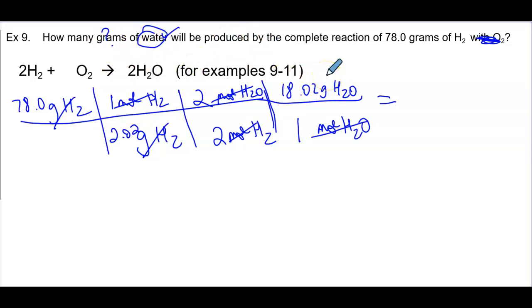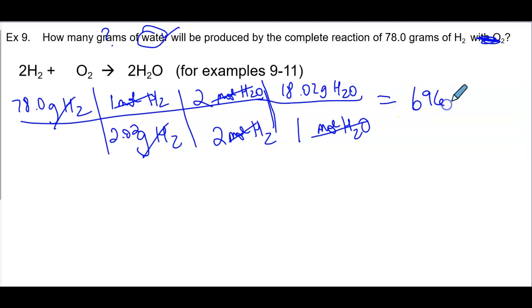So we can do the math. We're going to take 78.0 times 2 times 18.02 equals, now this is where you have to be careful with your calculator. You're going to need to put those bottom numbers in a set of parentheses or divide them each separately. So then I just multiply those numbers across the top, hit equals, divide by 2.02, hit equals, divide by 2.